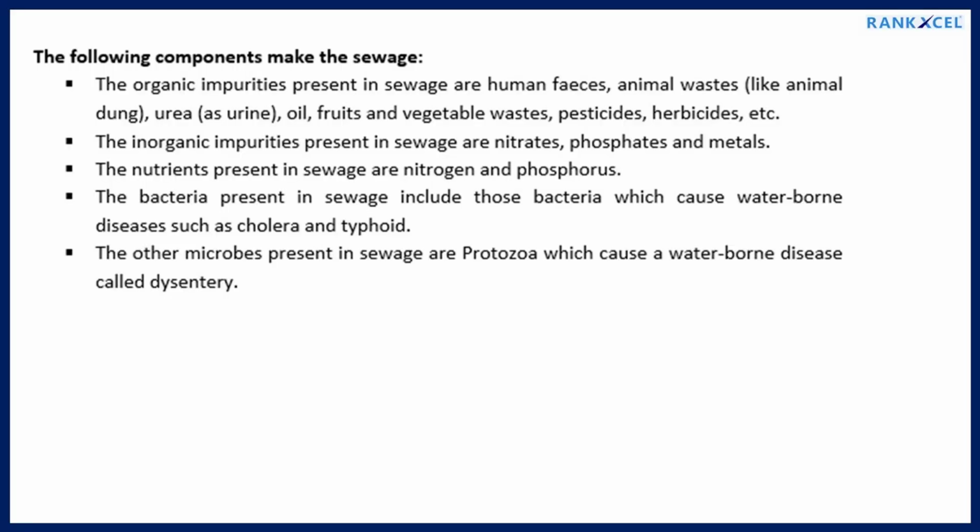The following components make the sewage. The organic impurities present in sewage are human feces, animal wastes like animal dung, urea as urine, oil, fruits and vegetable wastes, pesticides, herbicides, etc. The inorganic impurities present in sewage are nitrates, phosphates and metals. The nutrients present in sewage are nitrogen and phosphorus.